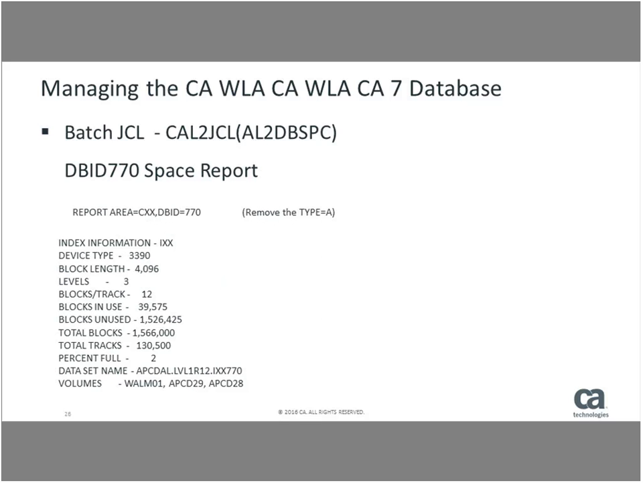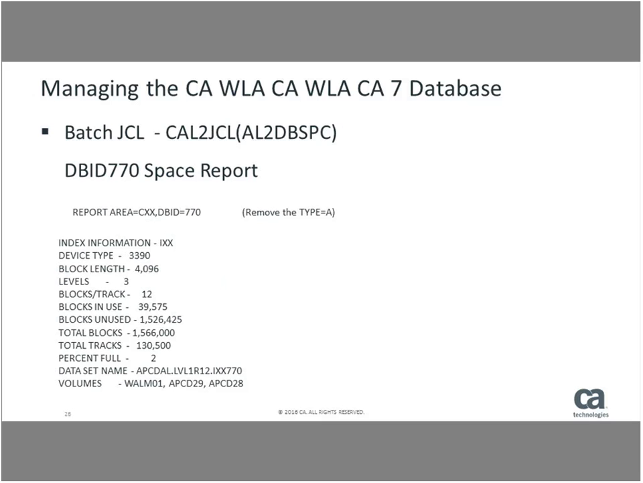Okay. We also ship a batch JCL called AL2 DB SBC, DB space. There's two different types of report. There's a short report where it says type equals A. If you remove the type equals A, then you can get a full report.